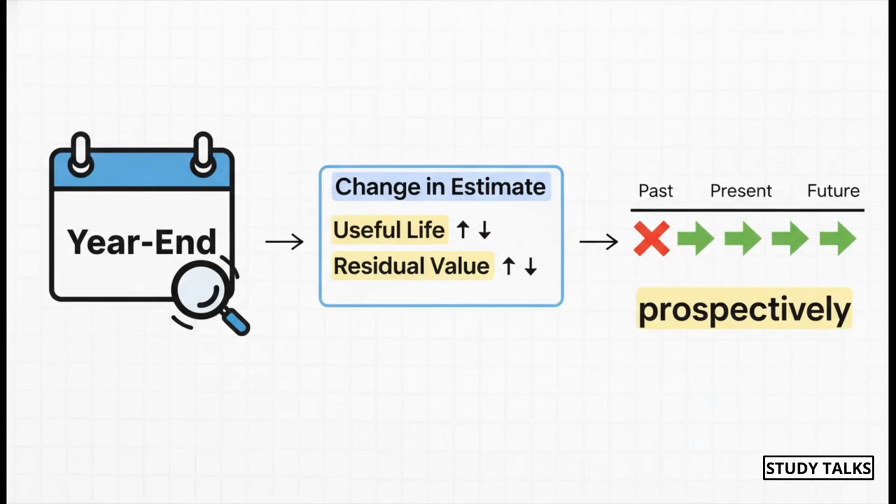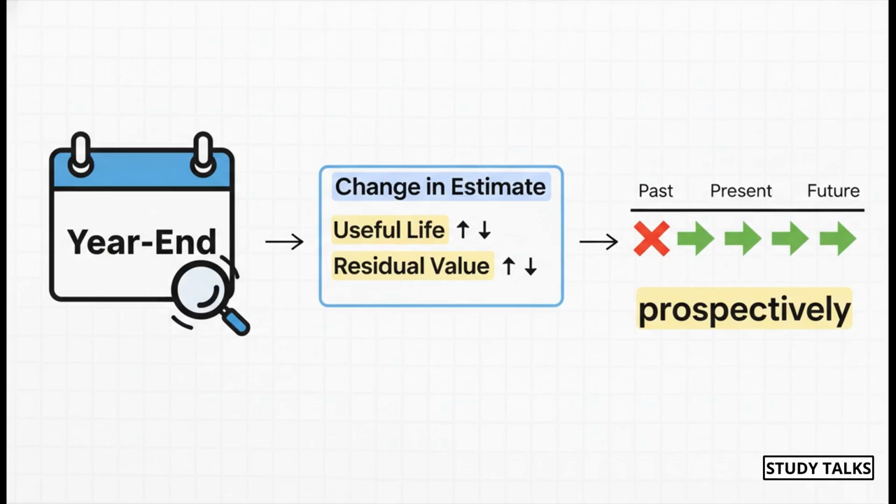Here's something important. Your initial estimates for useful life and residual value are not permanent. The standard says you must review them at least once every financial year end. And if you find that your expectations have changed, maybe a machine is going to last longer than you originally thought, that's called a change in accounting estimate.